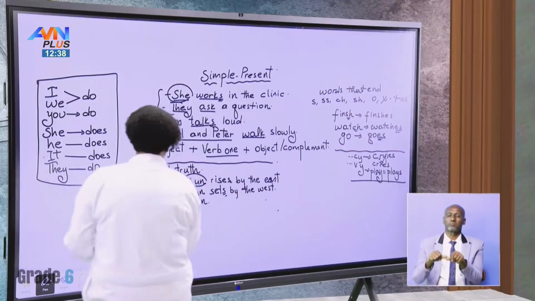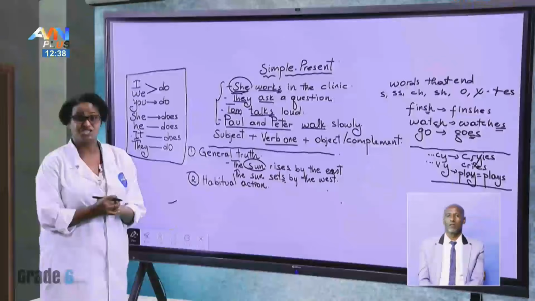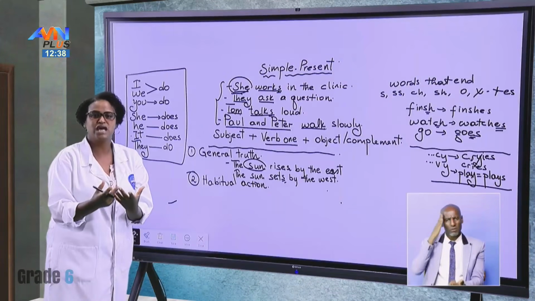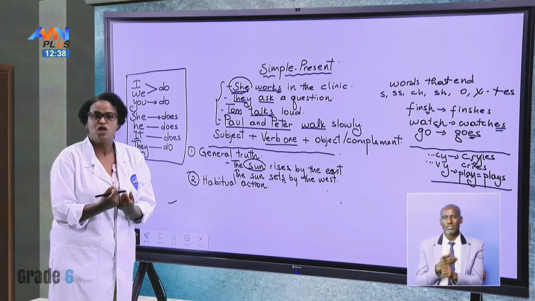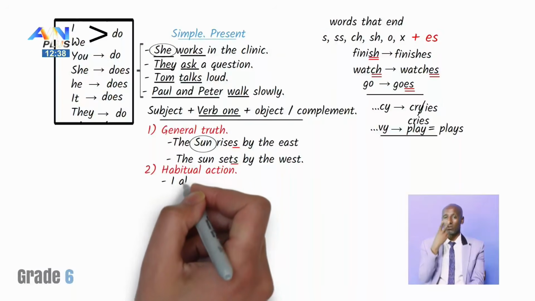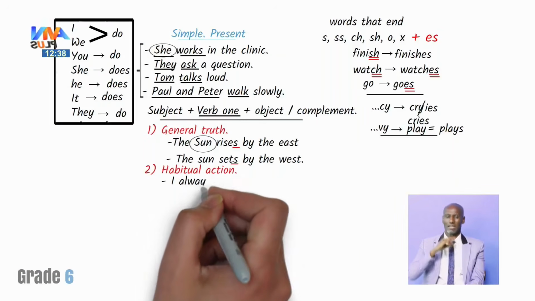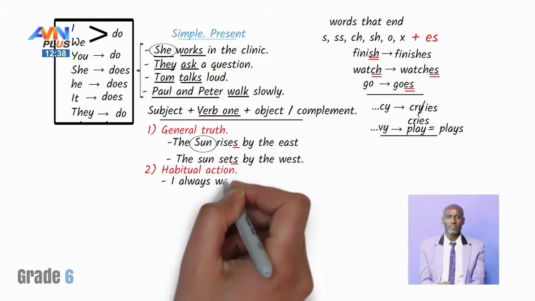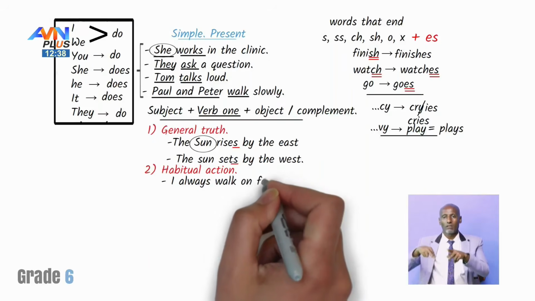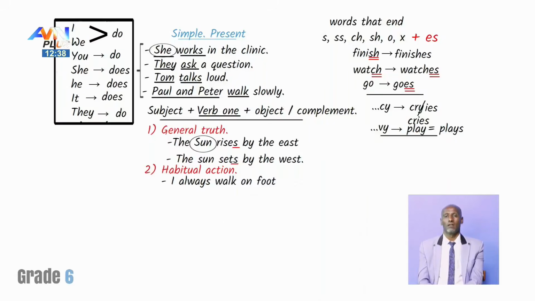How do we know if a sentence is habitual action is now the question. How do we know if our sentence is habitual action? Well, let me show you an example. Look, I always walk on foot.